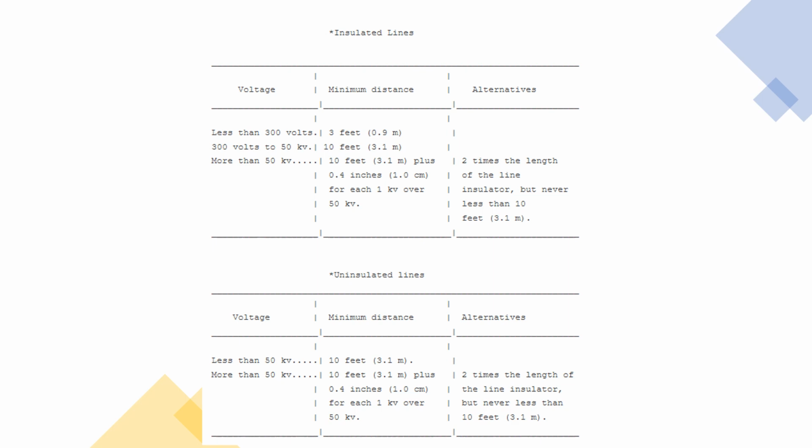For uninsulated lines less than 50 kV, stay a minimum of 10 feet, or 3.1 meters. For uninsulated lines more than 50 kV, stay a minimum of 10 feet, or 3.1 meters, plus 0.4 inches, or 1 centimeter, for each 1 kV over 50 kV. An alternative is 2 times the length of the line insulator, but never less than 10 feet, or 3.1 meters.